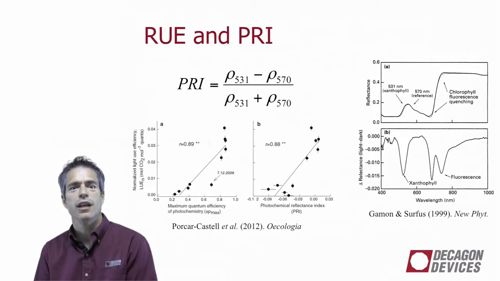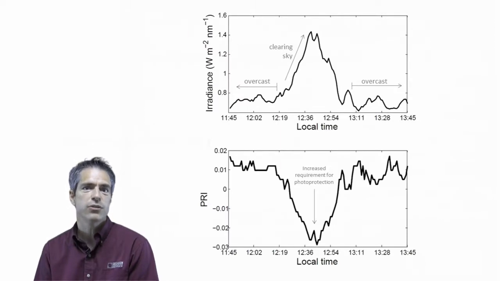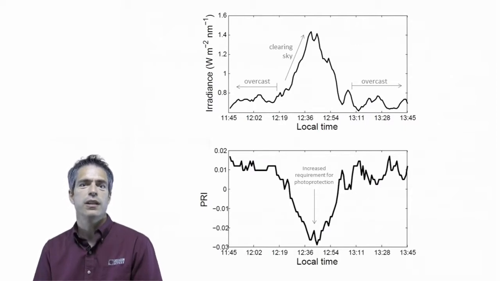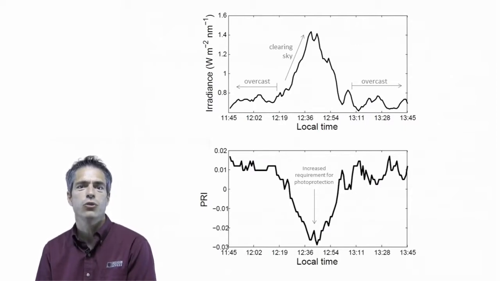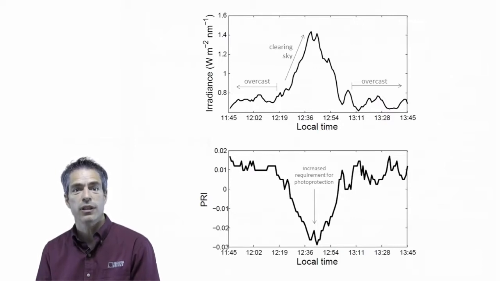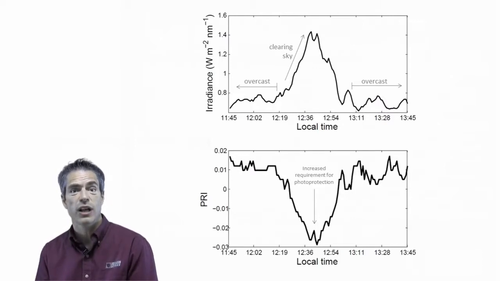Now, here are some measurements that we made in a grass canopy. Instead of looking across a season or taking a whole spectrum, we're just looking at the PRI and comparing it over time, when we have cloudy, then sunny conditions, and then cloudy again. So we have highly overcast, then suddenly the sun comes out, and then it's cloudy again.